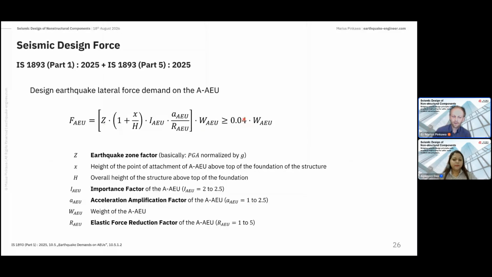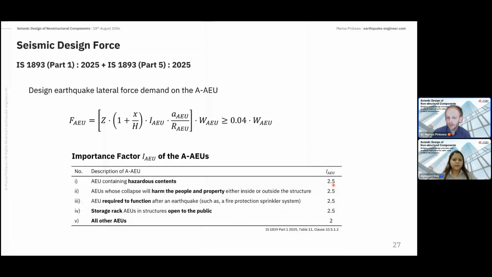So let's have a look at the importance factor. It is 2.5 for very dangerous or important components. Otherwise, it is 2. Compared to other international seismic codes like Eurocode 8 or ASCE 7, these factors are pretty large. So that surprised me a bit.